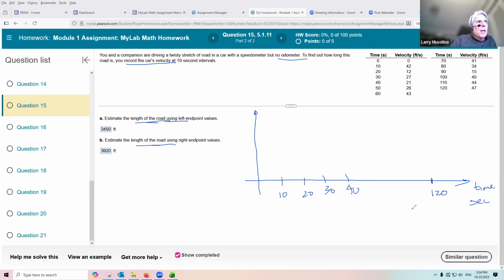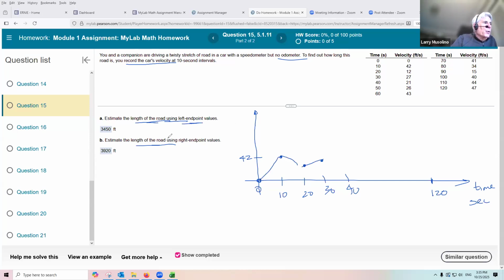All right, and let me just plot some of the velocities. At 0, the velocity is 0. At 10, it's 42. Then it goes down to 12. Then it goes up to 20, a little up to 27, and so on. Then down to 21, and so on. And so here is the velocity curve.